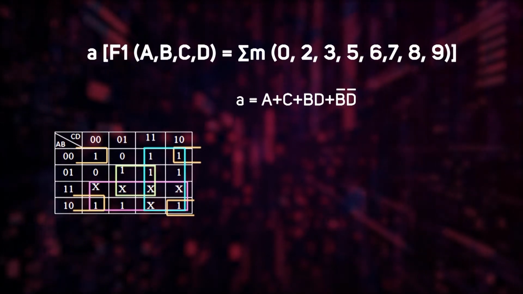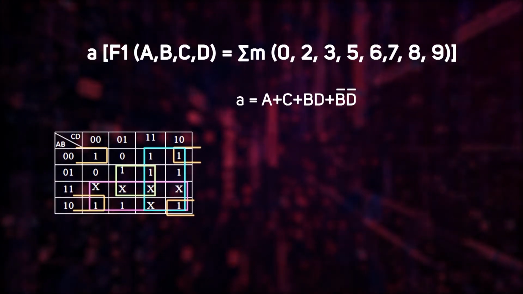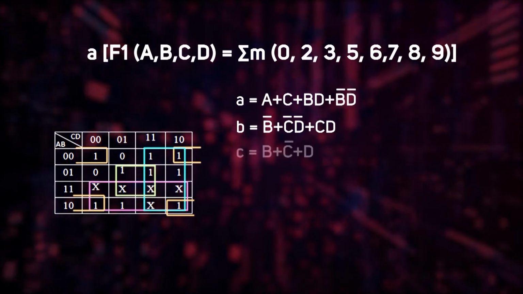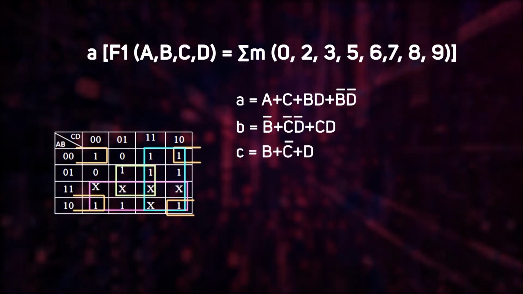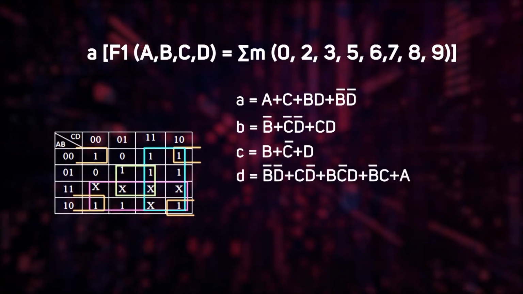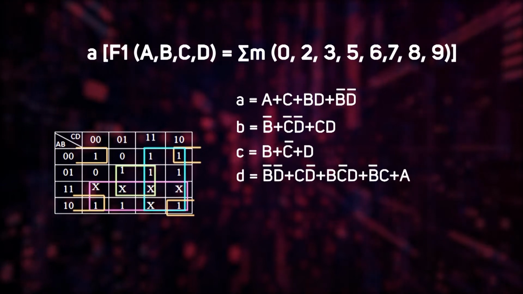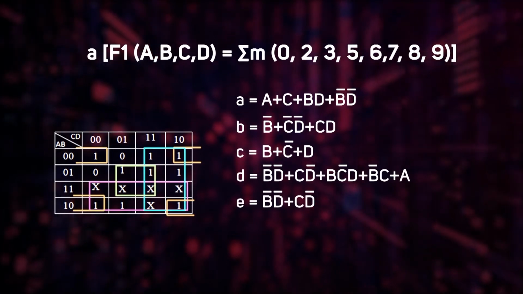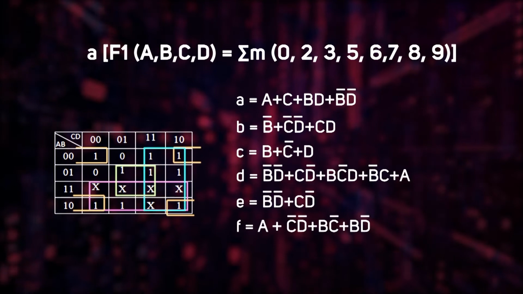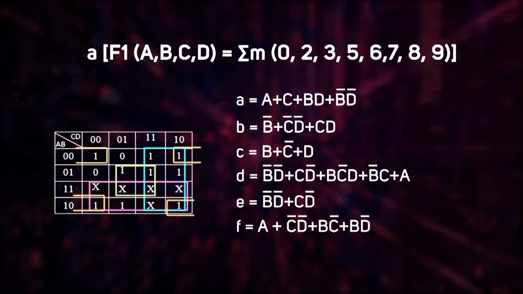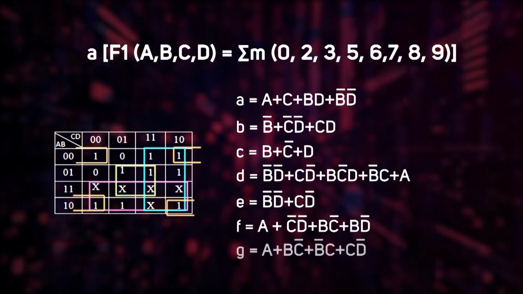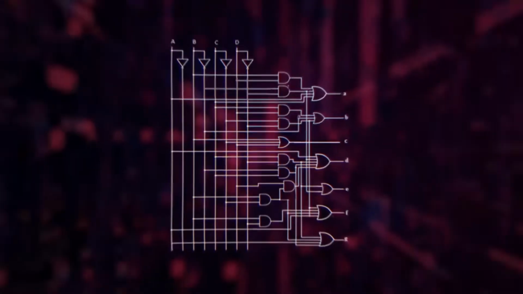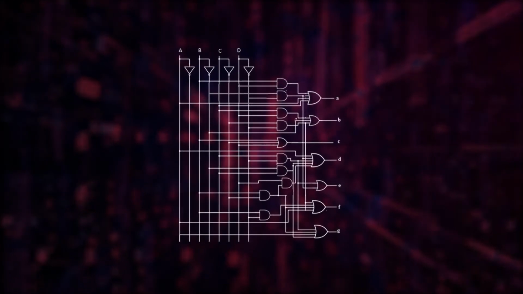They are A equal to A plus C plus BD plus B complement D complement, B equal to B complement plus C complement D complement plus CD, C equal to B plus C complement plus D, D equal to B complement D complement plus CD complement plus B C complement D plus B complement C plus A, E equal to B complement D complement plus C D complement, F equal to A plus C complement D complement plus B C complement plus B D complement, and G equal to A plus B C complement plus B complement C plus C D complement. Now, we are with logical functions for all 7 segments.